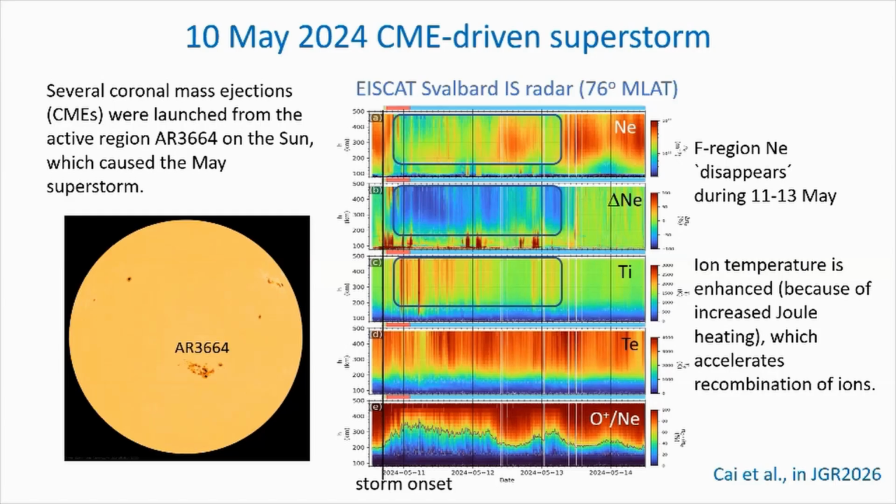And I here just focus on some of the high latitude observations. So these color panels here, they show the EISCAT Svalbard measurements.